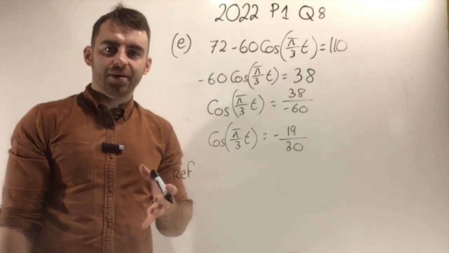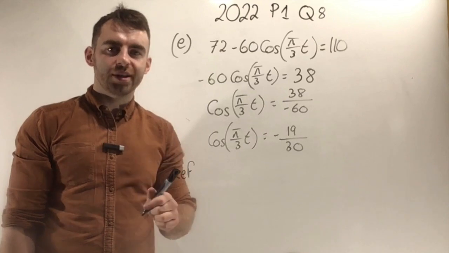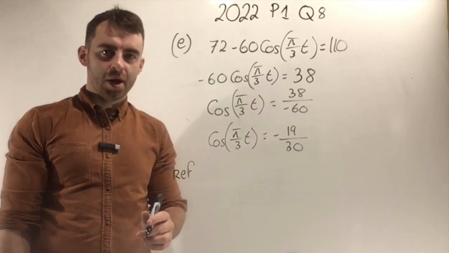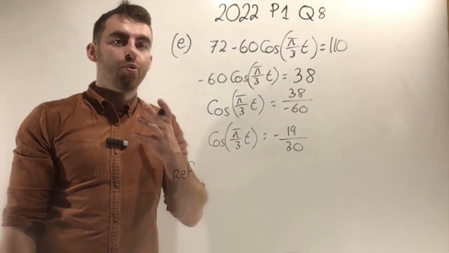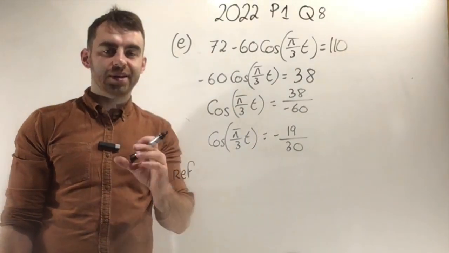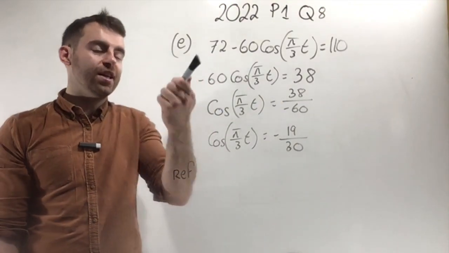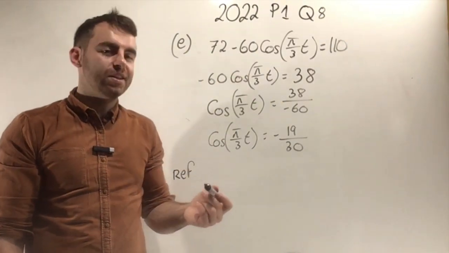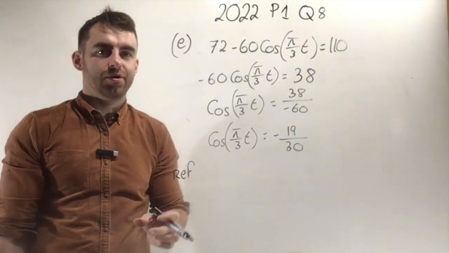Okay, in part E, we need to work out the second time that the point A is 110 meters above the ground. So obviously this is a trig graph, and there are an infinite number of times where the point A will actually be at 110. We're looking for the second one. So you're initially given an equation, and your goal needs to be to isolate the cos of the angle. We're trying to isolate the trigonometry first of all.